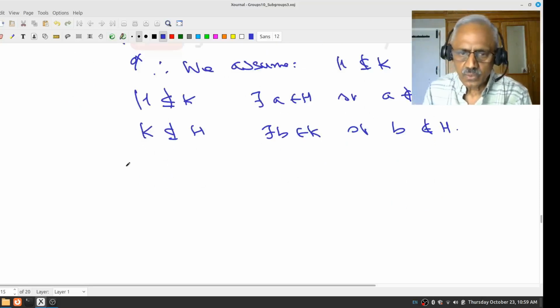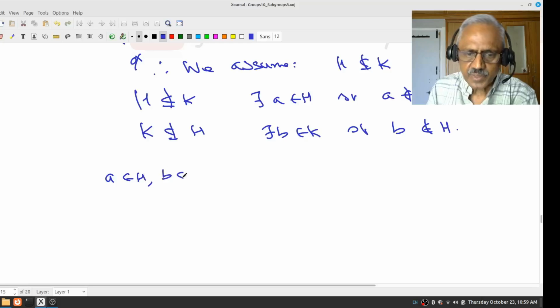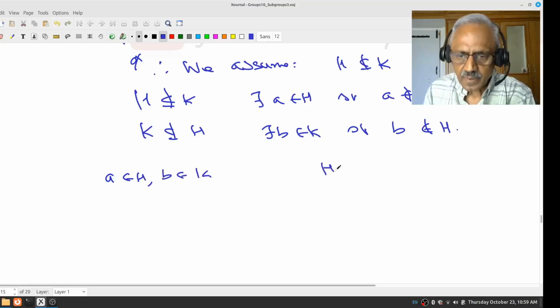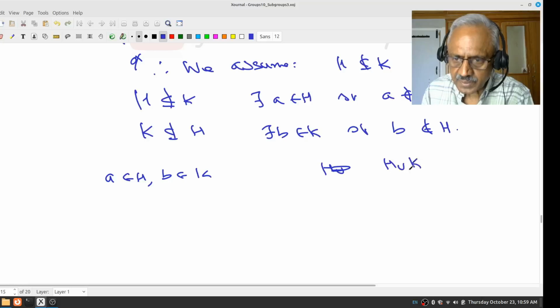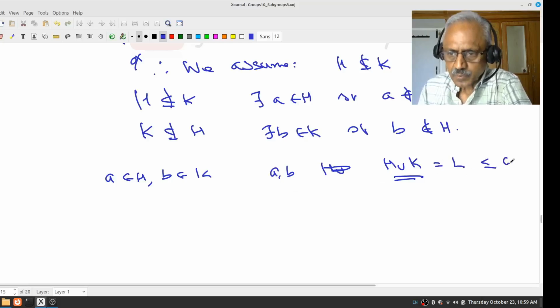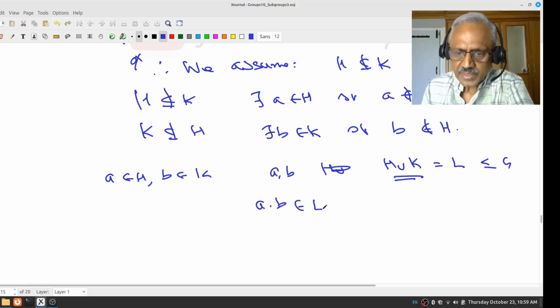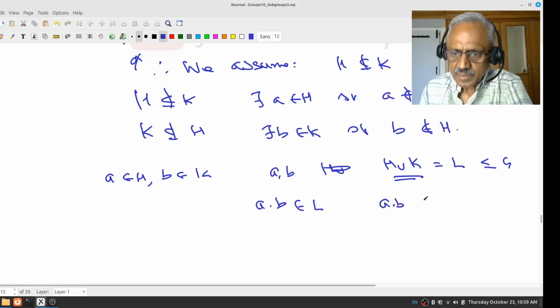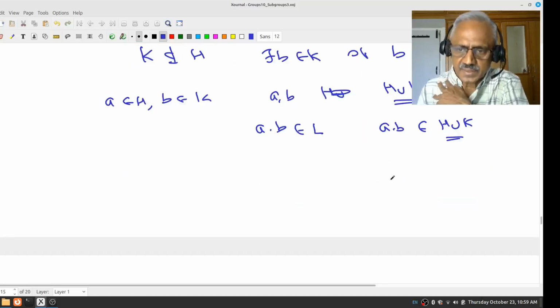Right? Now, remember, A is in H, B is in K, and H union K. Therefore, A and B both are in this, and this is a subgroup. If you want to call it L, A and B are in L, L is a subgroup. That means A times B must be in L. That is, A times B must be in H union K. Is the logic clear? Yeah, right. Now, this element is in H union K.